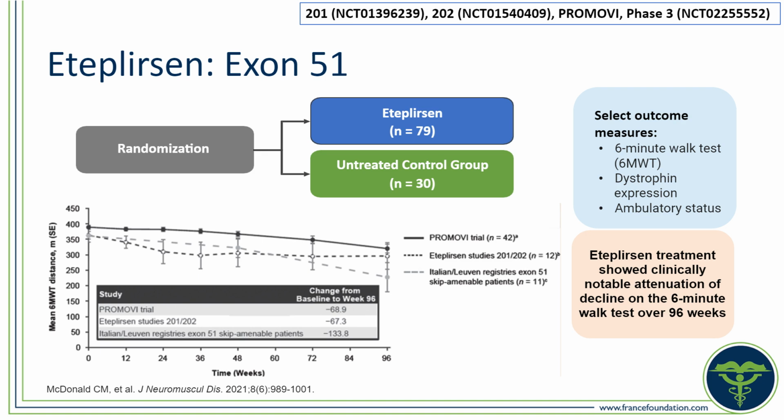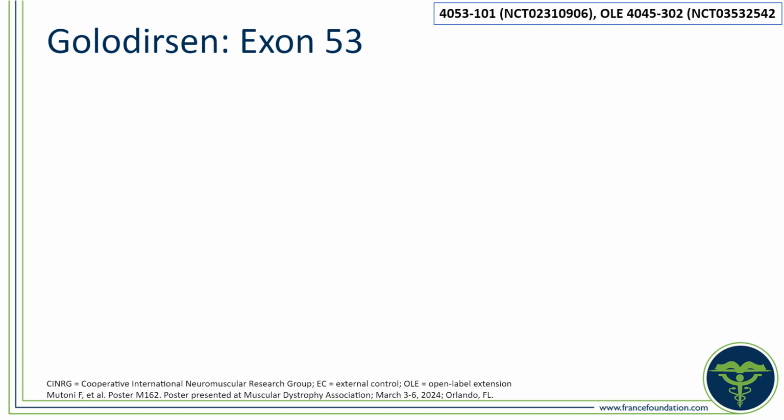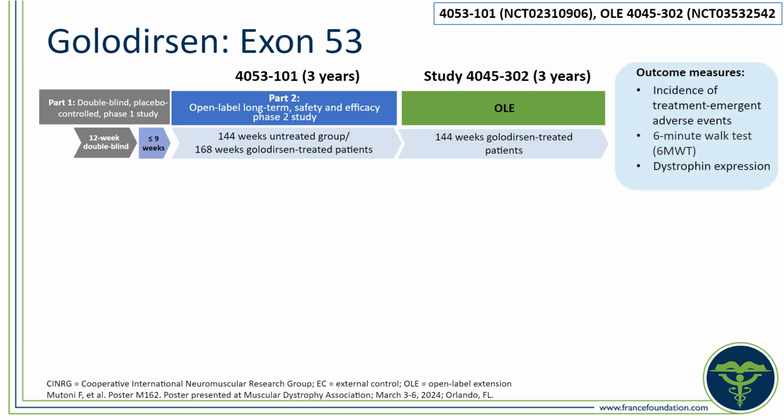We didn't discuss the 6-minute walk test earlier, but as described, this is an earlier outcome measure used in Duchenne muscular dystrophy trials. So golodirsen is an exon 53 skipping agent, which has been studied again in boys with Duchenne muscular dystrophy. Here we see a 12-week double-blind trial followed by a prolonged open-label trial up to 3 years.